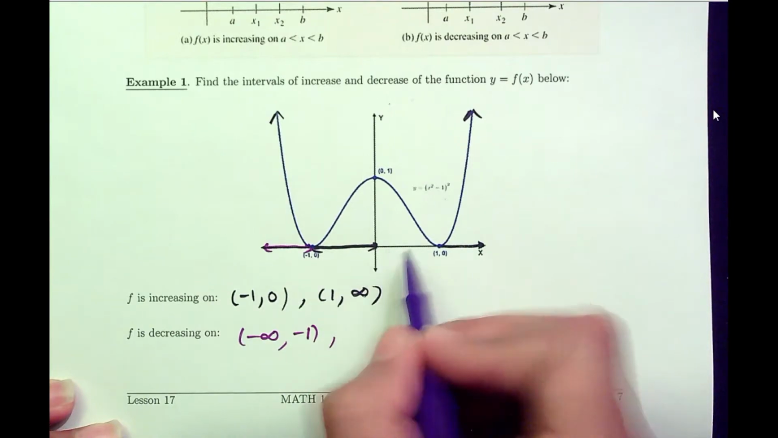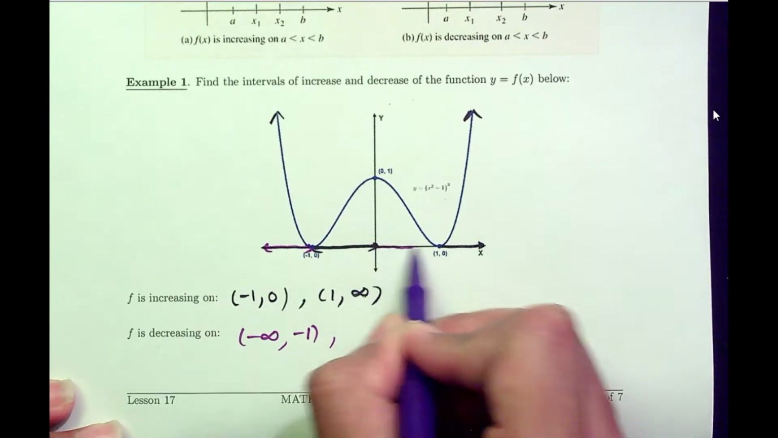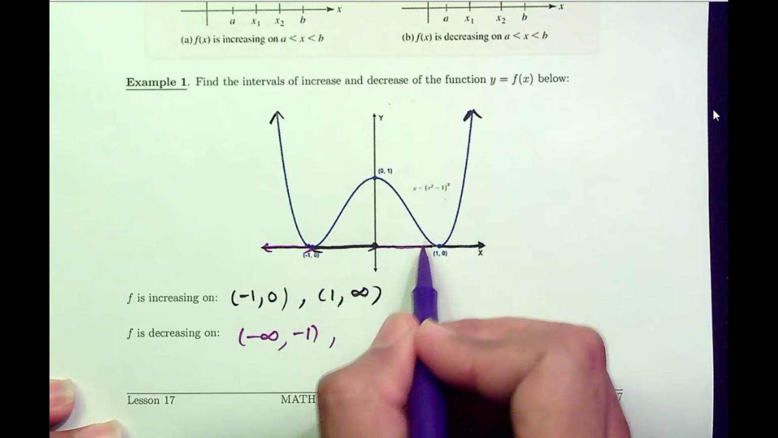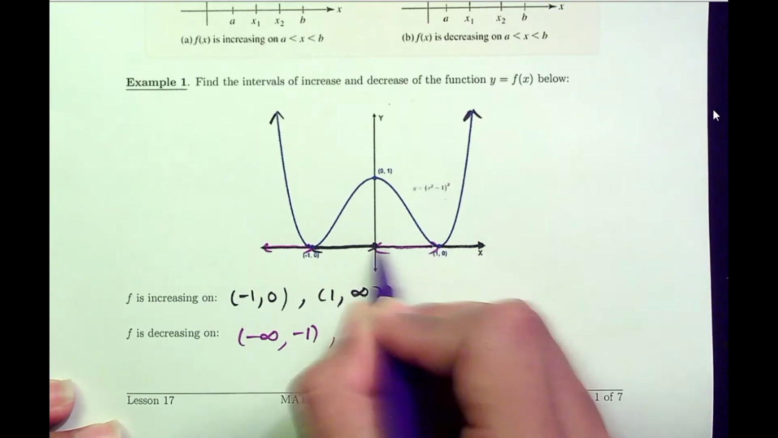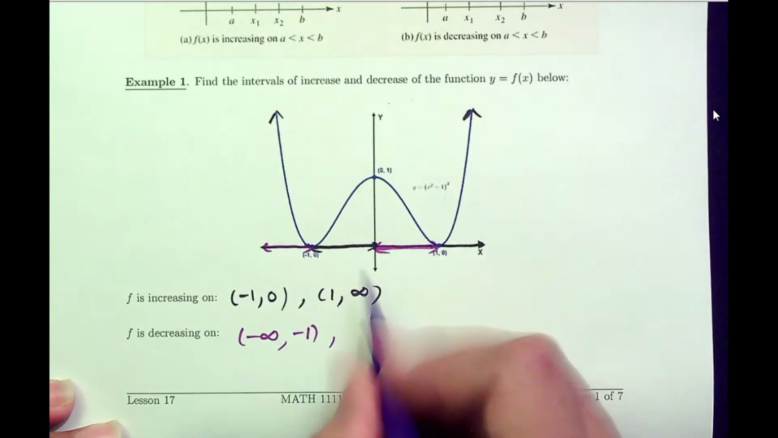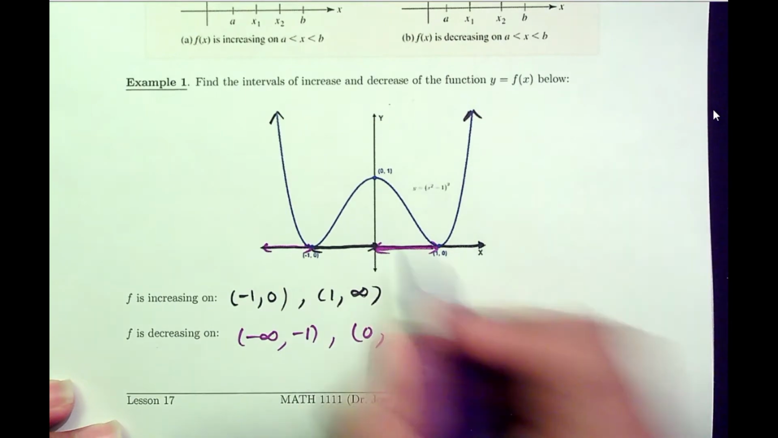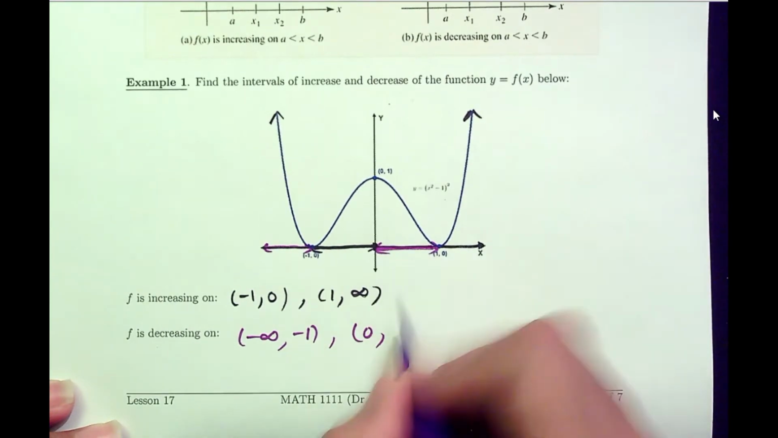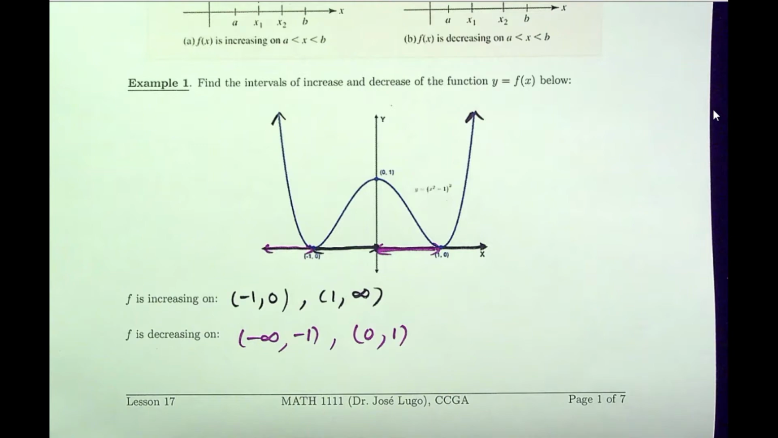And it also decreases in this piece right here. This part goes down. So in this piece right here, from 0 to 1. So on those intervals, it decreases.